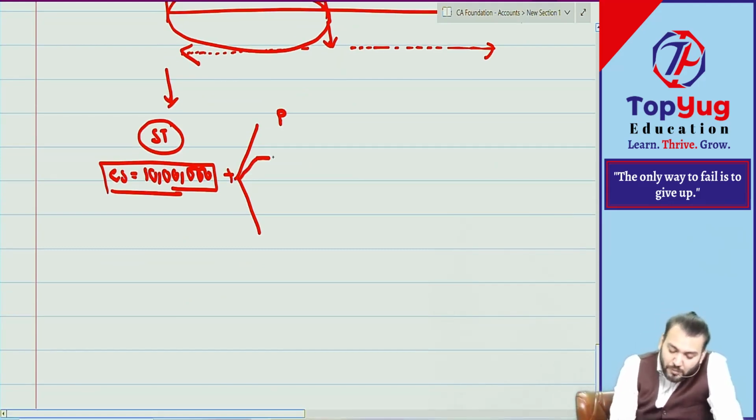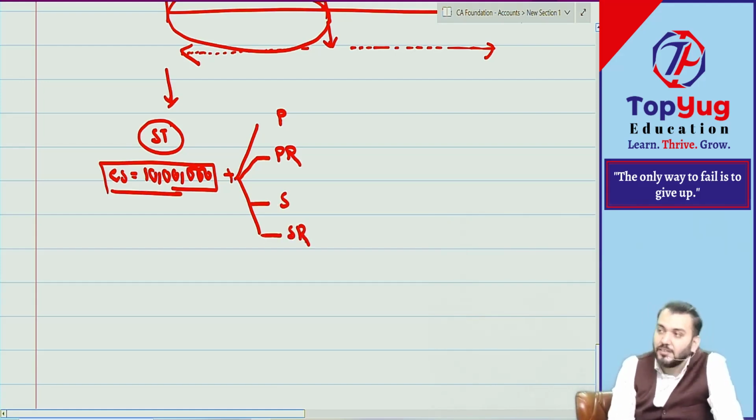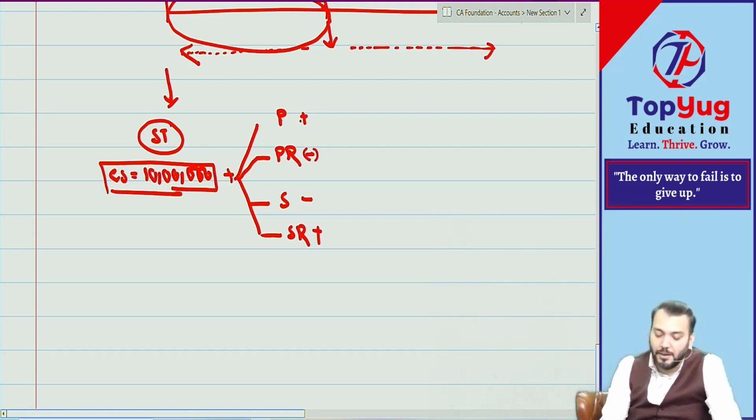Then we should deduct what? Purchase return during this period. We should deduct sales during this period, and we should add sales return. Bole yes or no? Correct. Means this will be plus, this will be minus, this will be minus, and this will be plus. Have you understood this point?